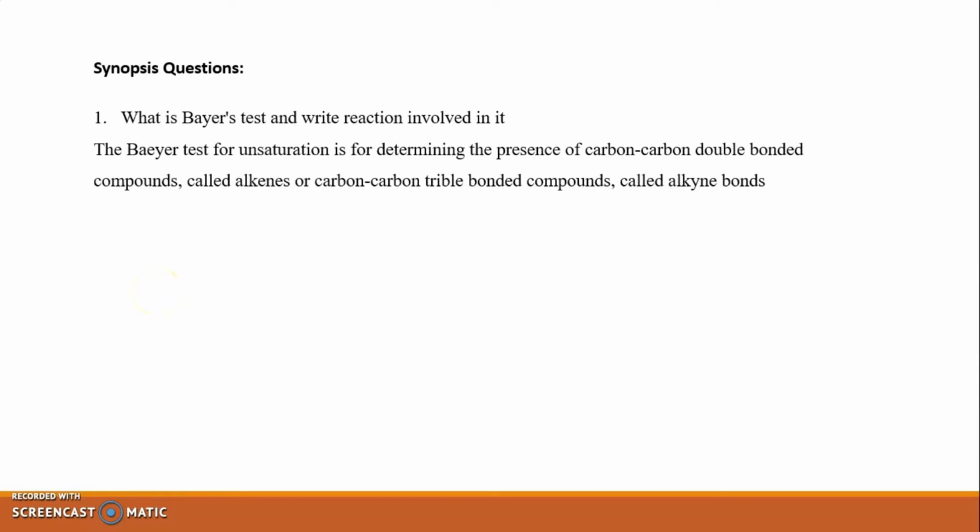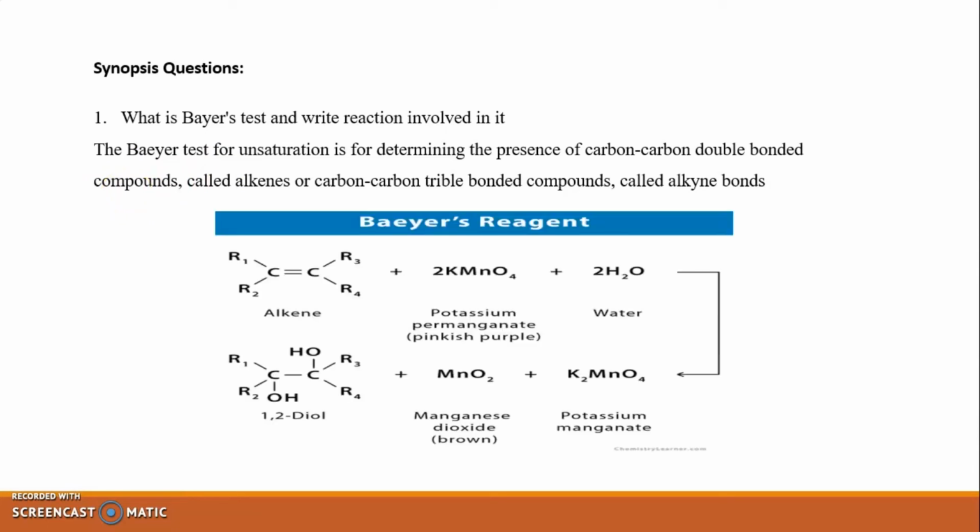Now questions for synopsis. First question: what is Bayer test, and write the reaction involved in it. The Bayer test for unsaturation is for determining the presence of carbon-carbon double bonded compounds called alkenes, or carbon-carbon triple bonded compounds called alkynes. This Bayer test is useful for the detection of whether unsaturation is present or absent.